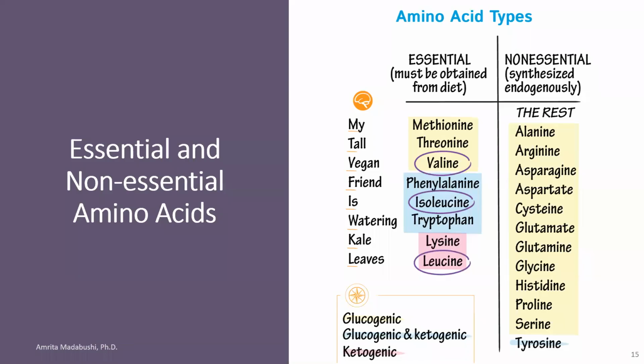Okay, so there are essential and non-essential amino acids. I personally think it's a useless exercise to try to memorize all of this, because learning has changed a lot from before. But what is to be remembered is that essential amino acids must be obtained from the diet. They cannot be synthesized by the human body. If you see here: methionine, threonine, valine, phenylalanine, isoleucine, tryptophan, lysine, leucine, all of these.